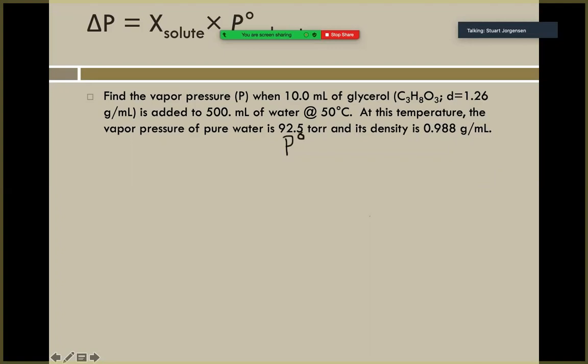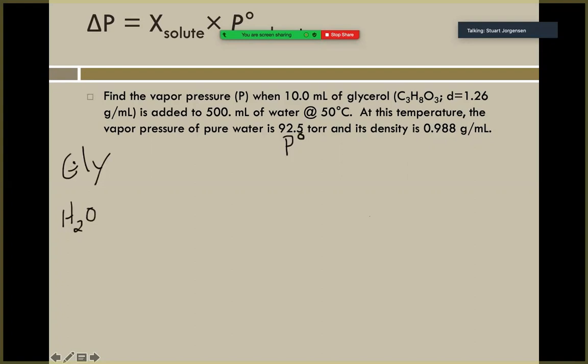And so I think we need to start by figuring out our moles, but we didn't get grams. We've got milliliters and density. Okay, I'm just going to organize my work here a little bit. We're going to have a glycerol portion and a water portion. Let's do the glycerol first.